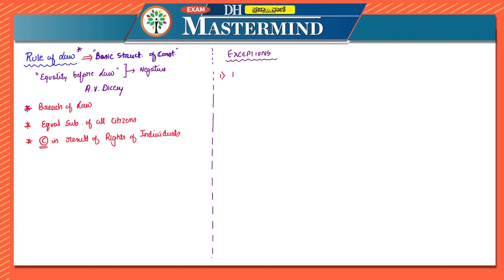First one is the President of India and the governor of a state. They enjoy many immunities. According to Article 361, they have these immunities. Now, what immunities do they have? First one is that the president, which I'll write as P, and the governor, which I'll write as G, is not answerable to any court.